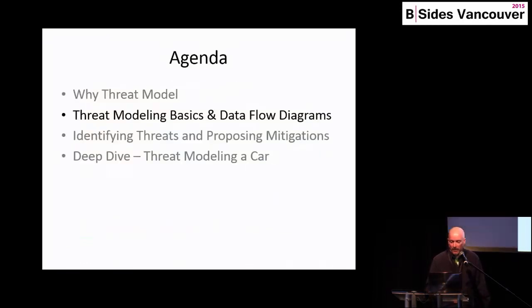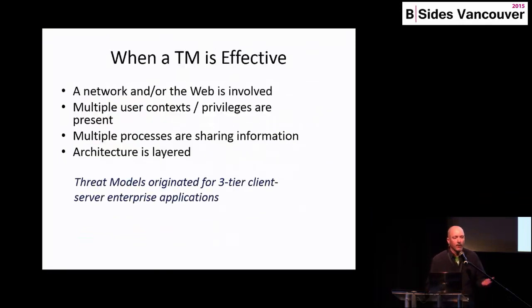All right, let's talk about some threat modeling basics. Threat models are effective when there's a network involved, or the web. Multiple user contexts or privileges are present. So for instance, if you have administrative mode versus non-administrative mode, or guest versus system, or what have you, multiple processes sharing information, and I would claim that most anything that is at all interesting has multiple processes involved. Layered architectures. At a historical point, threat models originated in the 3-tier client-server enterprise applications. In this day and age, those applications are pretty well understood. The threat model can be described relatively simply, but we've gone beyond that.